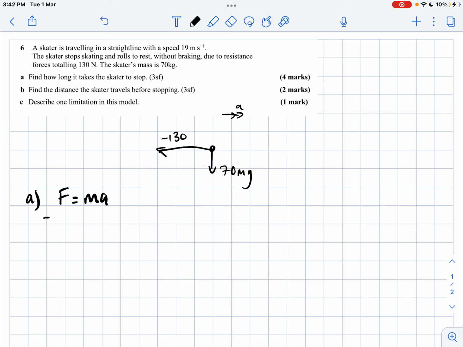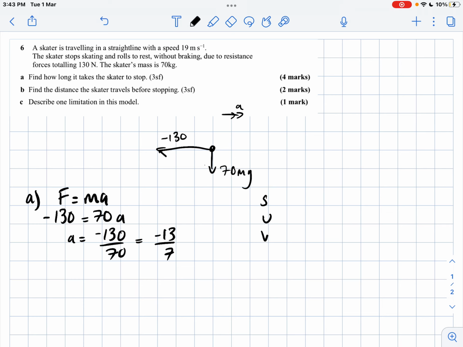So the total resistive forces is minus 130, and the mass of the skater is 70. So a would be equal to minus 130 over 70, which simplifies to minus 13 over 7. That makes sense because the skater's slowing down to a stop. So using that value of a, I can use some suvat.